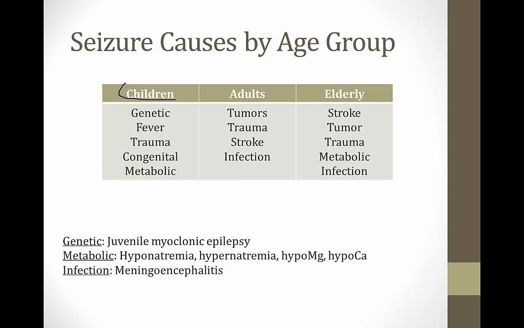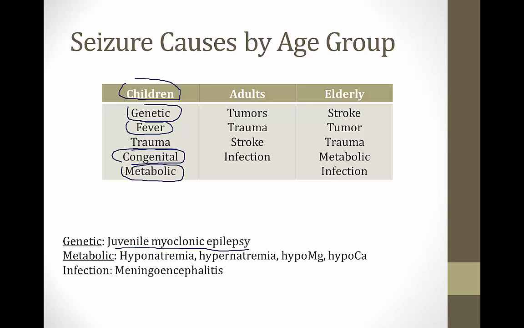If you look at what causes seizures, you find that the causes vary by age group. So let's talk about the children first. Some of the most common things to cause seizures in children are genetic conditions like juvenile myoclonic epilepsy, which we'll talk about in a minute, and other inherited conditions that lead to seizures. Fever is also a very common cause of seizure in children, so is trauma. Congenital abnormalities, like some of the things we talk about in the neuroembryology module, can cause seizures. And then finally, metabolic conditions.